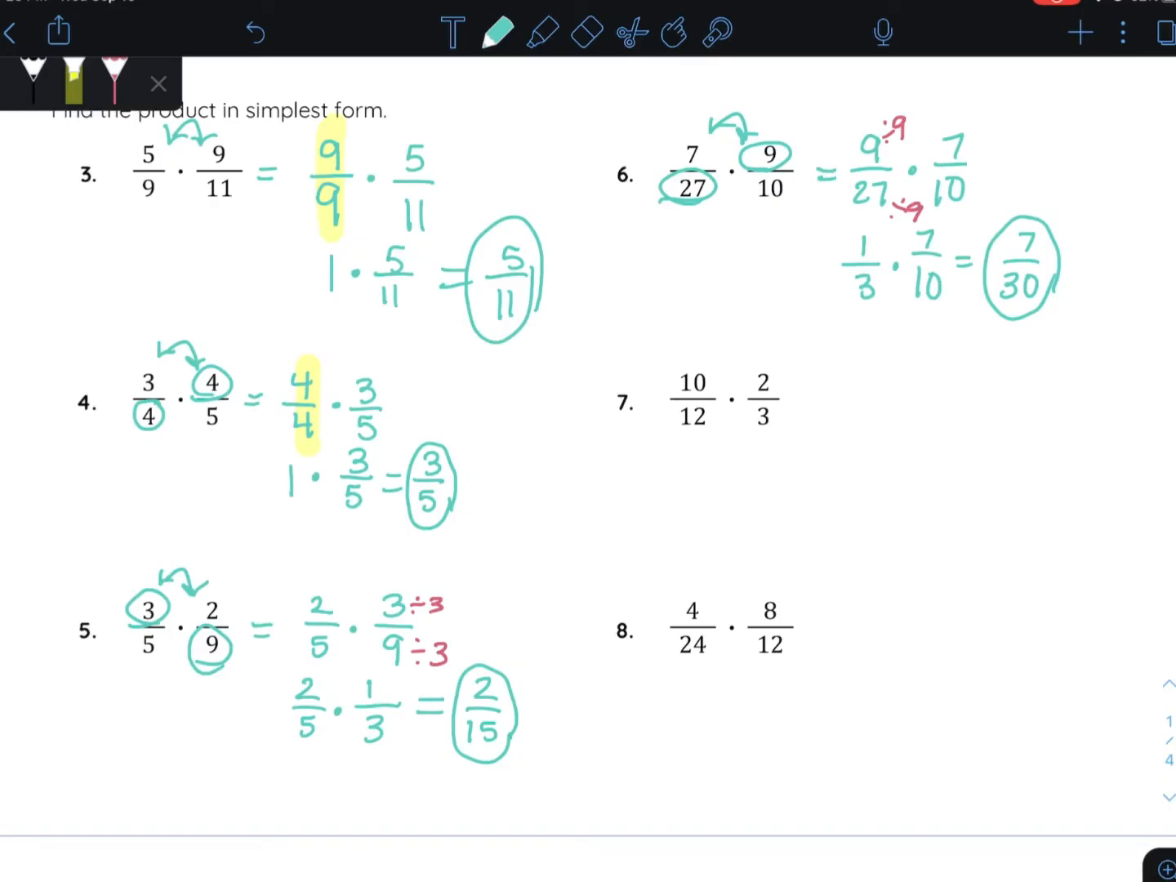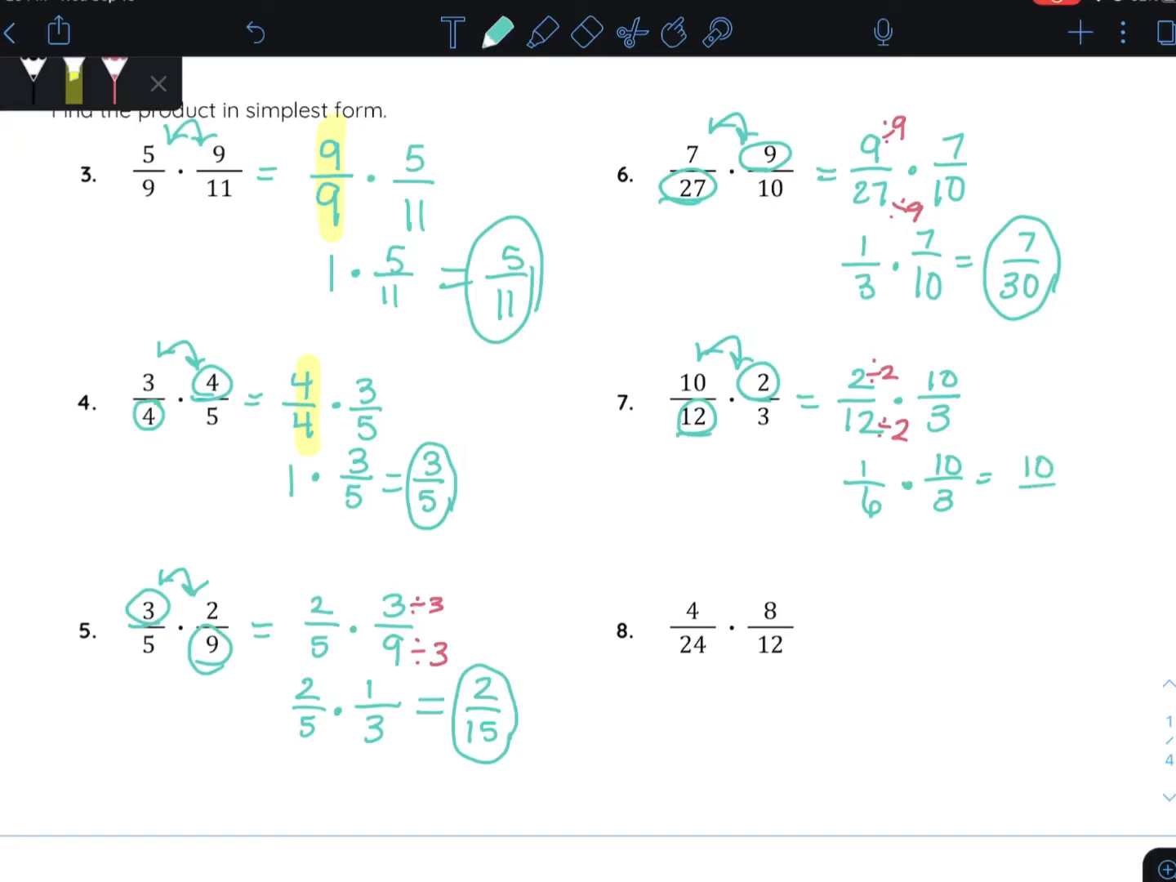So let me see. 10 and 3 don't share any factors, but 12 and 2. So let's try to switch it. So now we'll have 2 twelfths times 10 thirds. So when we do this, we have to simplify the 2 twelfths. So I'm thinking, let's try dividing by 2. So just cut those both in half. So we've got 1/6 times 10 thirds.